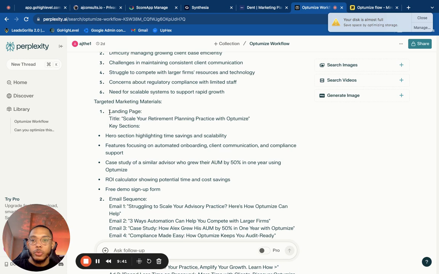Targeted marketing materials. We need the landing page. So here's the title that we can use: Scale Your Retirement Planning Practice with Optimize. Here's our key sections. Hero section, highlighting time savings and scalability. Features, focusing on automating onboarding, client communication, and compliance support. Case study of a similar advisor who grew their AUM, assets under management, by 50% in 1 year using Optimize.